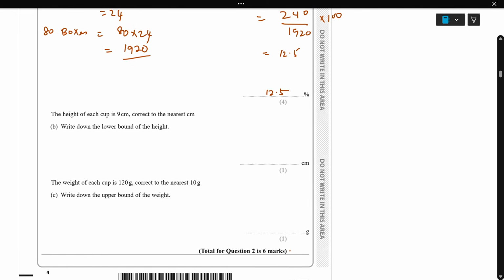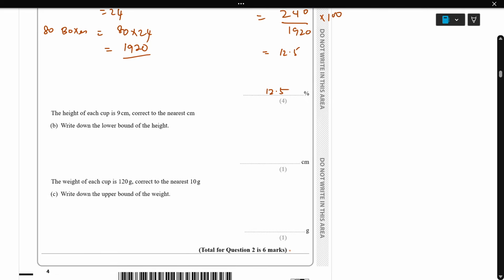Next, the height of each cup is 9 centimeters, correct to the nearest centimeter. Write down the lower bound of this height. So just 0.5 up and 0.5 down. Here just take away 0.5, which is going to be 8.5. So the upper bound is going to be 9.5. The lower bound is going to be 8.5.